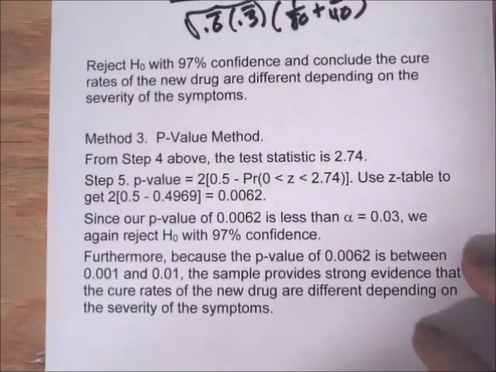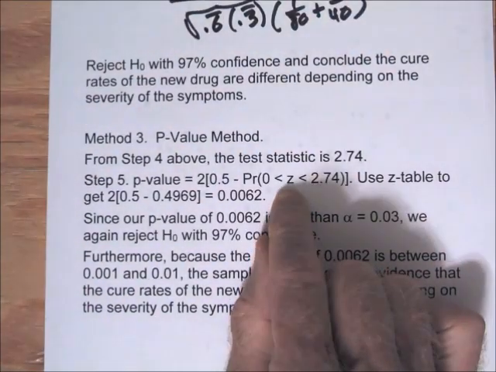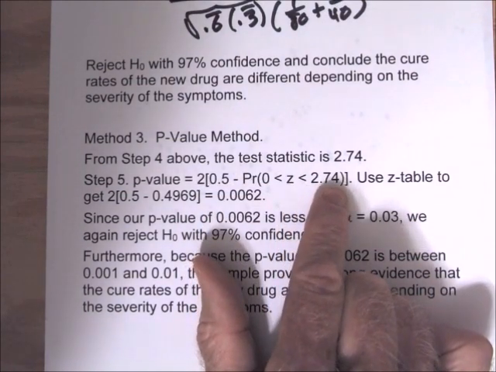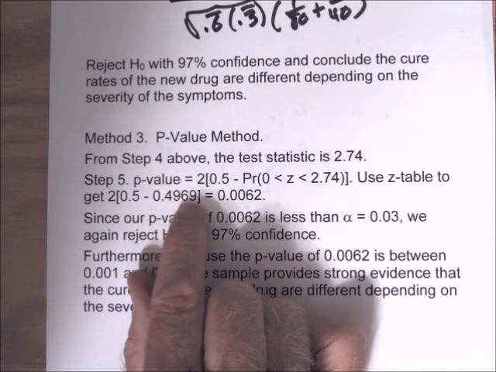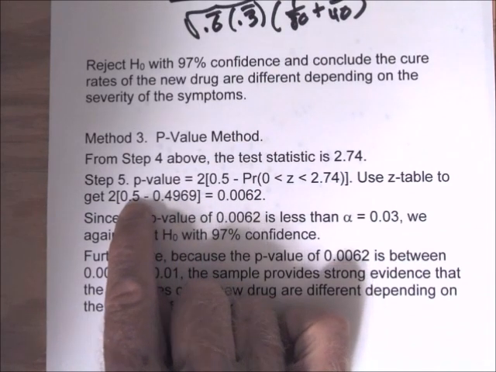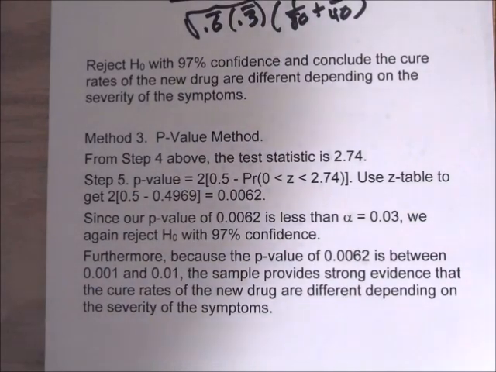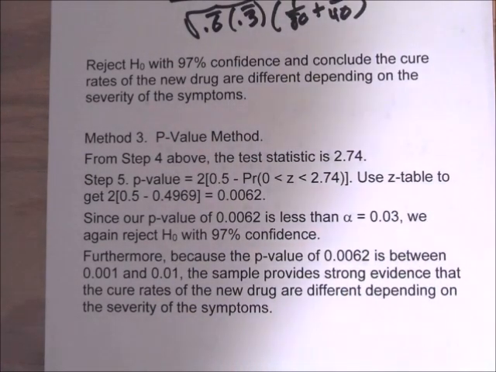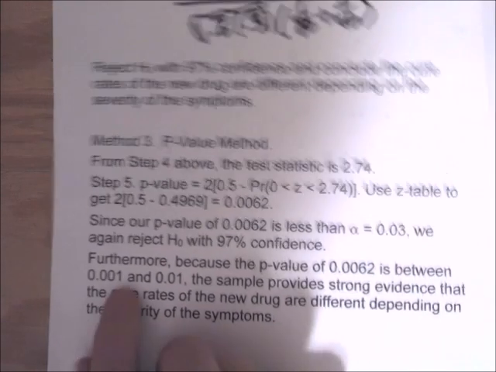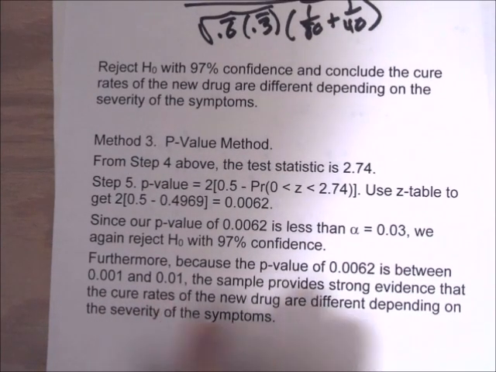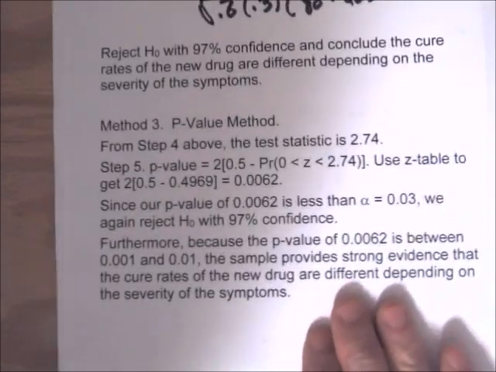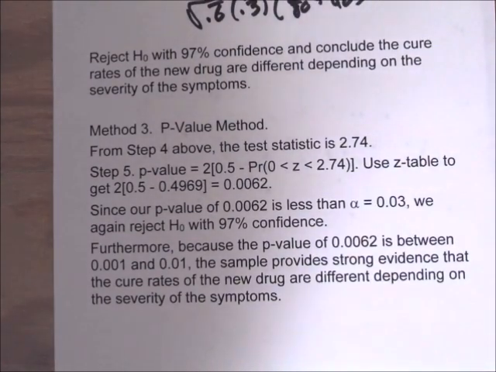And for the p-value method, it's a two-sided test, so we multiply by 2. We look in row 2.7, column 4. It's 0.4969. Subtract from 0.5, multiply by 2. We get a p-value of 0.0062. That's less than alpha, so we can reject H0. Furthermore, it's between 0.001 and 0.01. So the sample provides strong evidence that the cure rates are different. And that concludes this presentation.